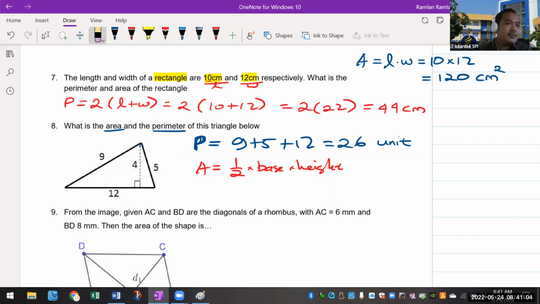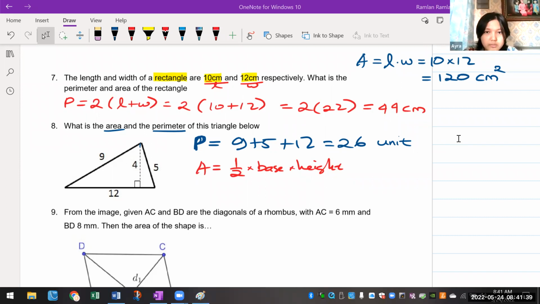Base sama height-nya. Silakan unmute aja langsung, siapa? Ayo. Guys. Halo. Yang mana yang pasangan base sama height, guys, di sini? Misalnya, oh 9 sama 5, Pak. Atau 4 sama 5, Pak. Nah, yang mana nih? Gimana? Aira gimana, Aira? 4 sama 12, Pak. 4 sama 12, yes.